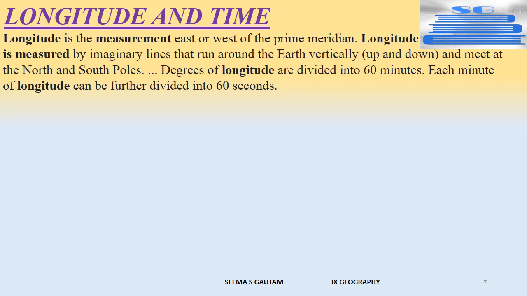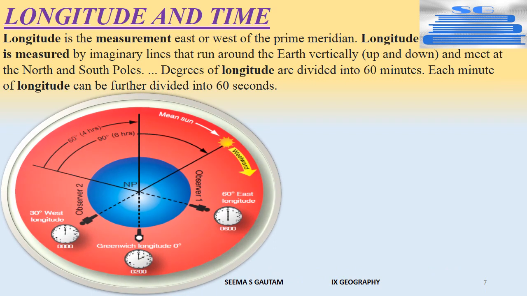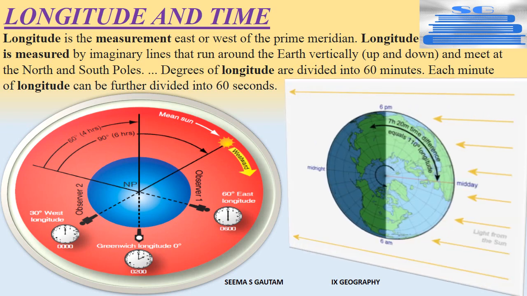The spherical shape of the earth makes only one half of it illuminated by the sun at any given time. The other side, which falls in the dark, experiences night. The time of any place is measured on the basis of the position of the overhead sun. When the sun is at its highest point, it is noon. The sun rises in the east and sets in the west.